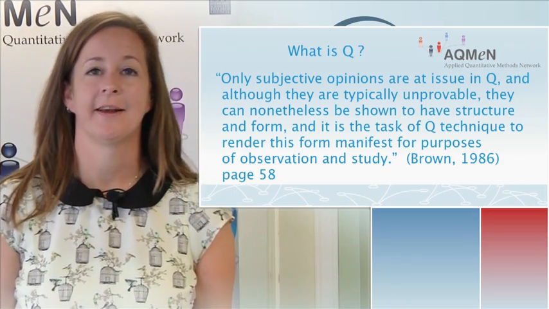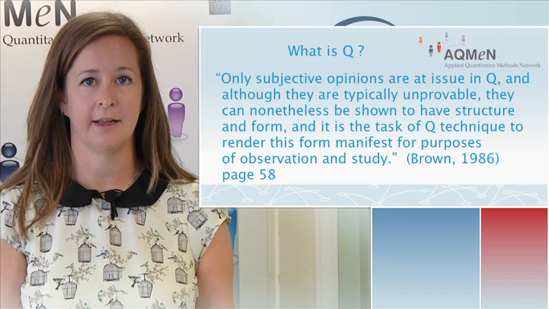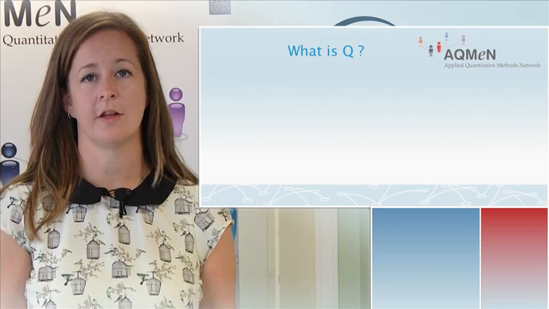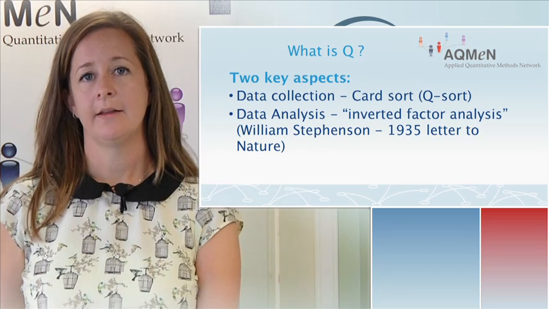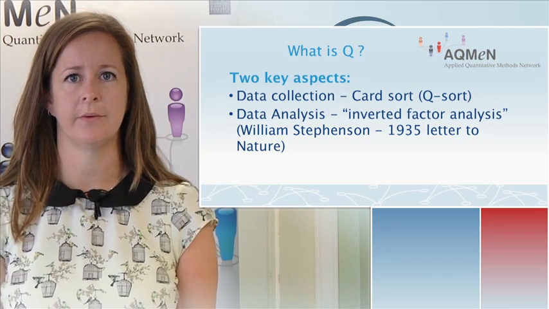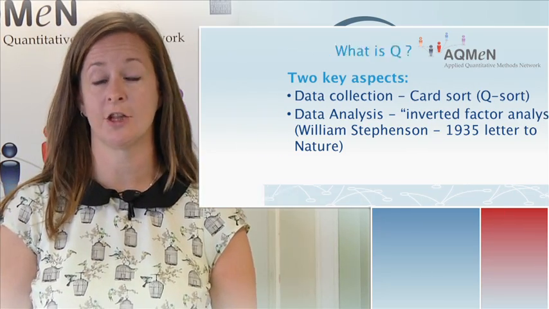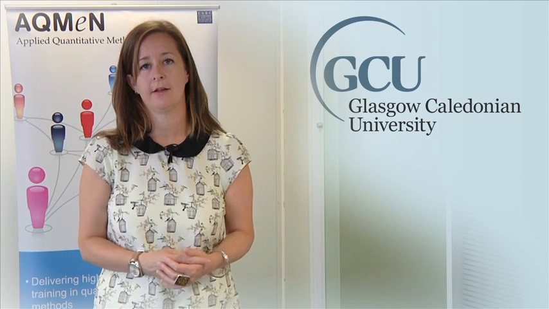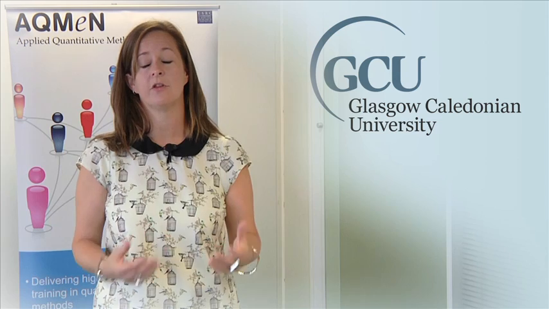So the two key aspects of Q methodology are the data collection technique, which is known as the Q sort, which is the arranging of a set of cards, and a form of factor analysis known as an inverted factor analysis, termed that by William Stevenson in his letter to Nature in 1935. And it has been used in a bunch of different areas. I've looked at views of the general public around the distribution of NHS resources, how we can distribute resources fairly to different people, but it's been used in political science, psychology, education, communications research, in a wide range of applications.